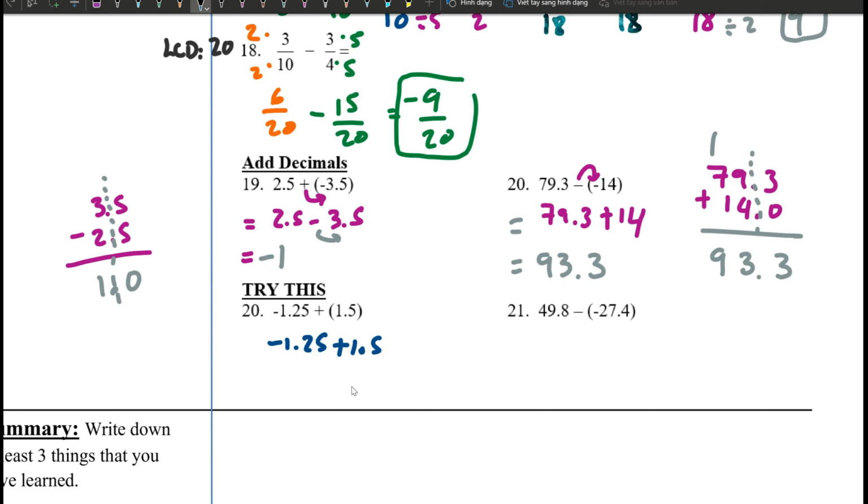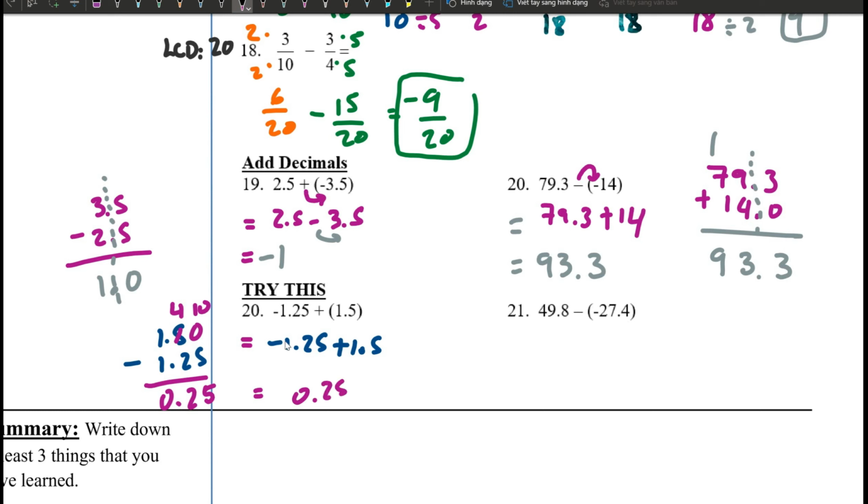They're different signs, so you're going to put the bigger number on top. 1.5 minus 1.25. What we're going to do is put the 0 after the 5. 0 cannot take away 5, so you're going to borrow 1 from the 5. That will give you 4, and this is going to be 10. 10 minus 5 is 5. 4 minus 2 is 2. And 1 minus 1 is 0. So which is 0.25.